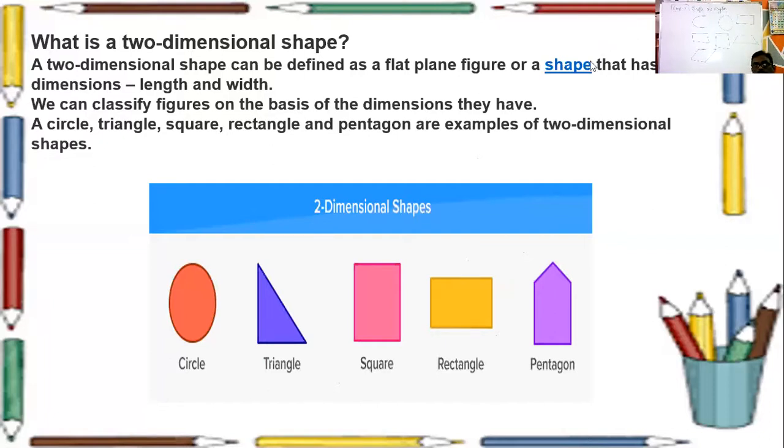Two-dimensional shape can be defined as a flat plane figure, or a shape that has two dimensions: length and width. We can classify the figures on the basis of the dimensions they have. Circle, triangle, square, rectangle, all these are examples of two-dimensional figures. A two-dimensional figure means one which can be drawn on paper or board easily.